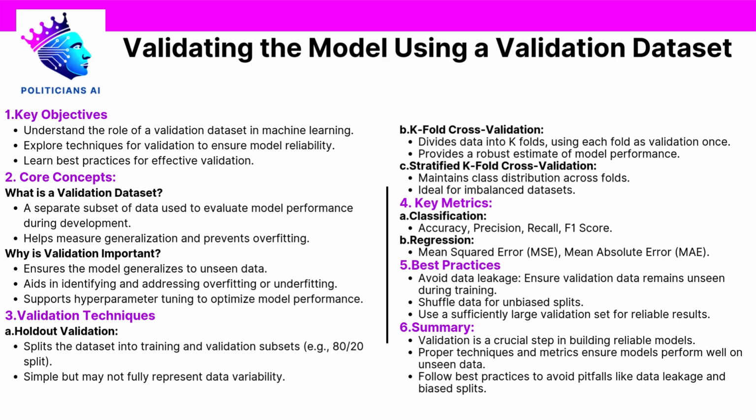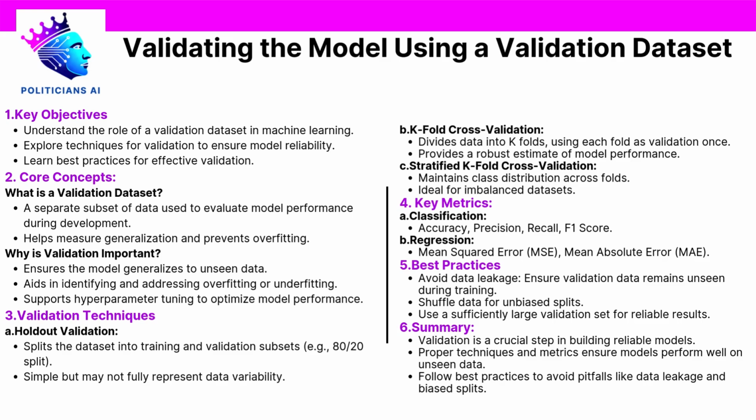One of the simplest methods is holdout validation. In this approach, we divide our dataset into two parts, one for training and one for validation. For example, we might use 80% of the data to train the model and reserve the remaining 20% for validation. This method is quick and straightforward, but it has a downside: it might not capture the full variability in your data. If the split isn't representative, your model's performance might be overestimated or underestimated.